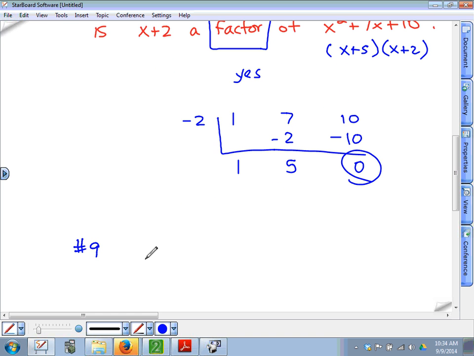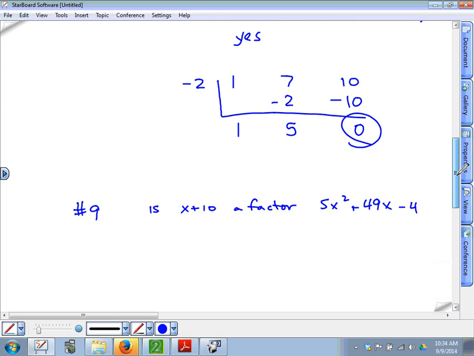Number 9, essentially what they're asking is, you don't have to write this down, but is x plus 10 a factor of 5x squared plus 49x minus 4? What's a really easy way of answering this question now? Doing synthetic division and hoping for what? What should we hope for? A remainder of 0. If we do get a remainder of 0, then what's the answer to the question? Yes. If we get a remainder other than 0, what's the answer? No. So these really aren't that long.